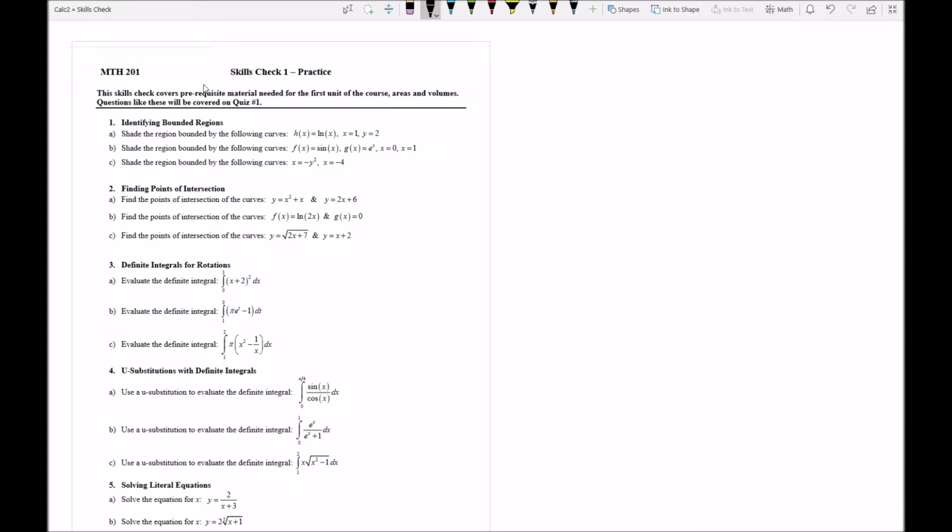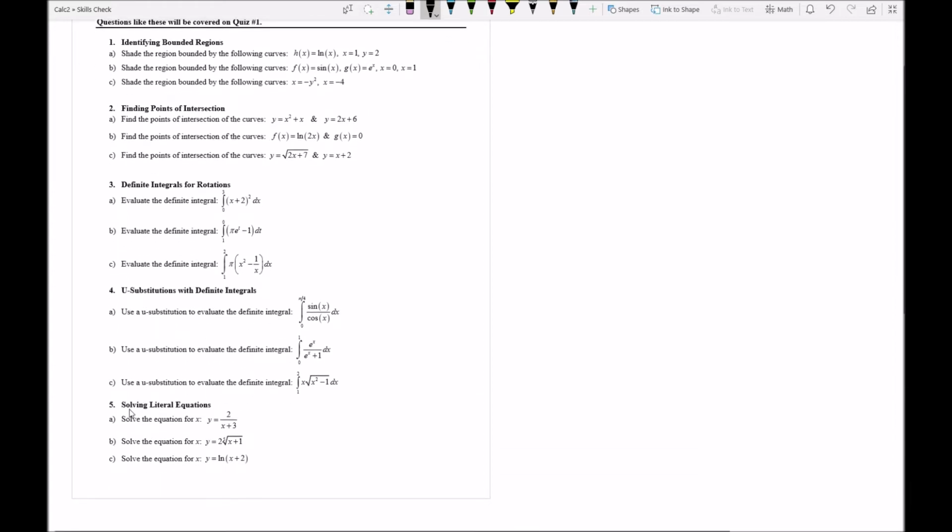If I take a look at the first category, it's identifying bounded regions. Category number 2, finding points of intersection between curves. Number 3 and number 4 deal with, can I evaluate integrals, some without substitutions and some with substitutions. And number 5 down here is solving literal equations.